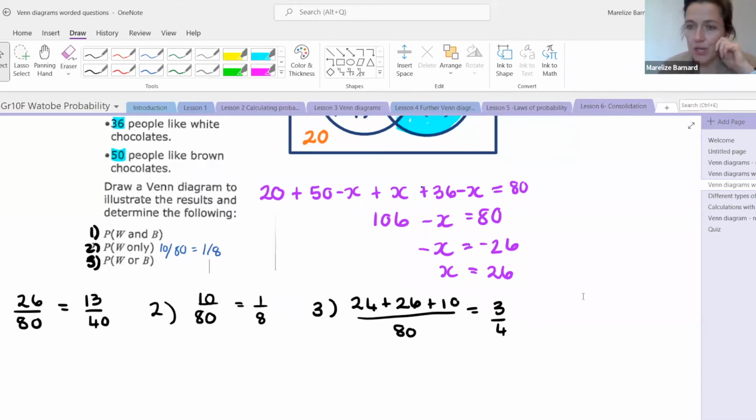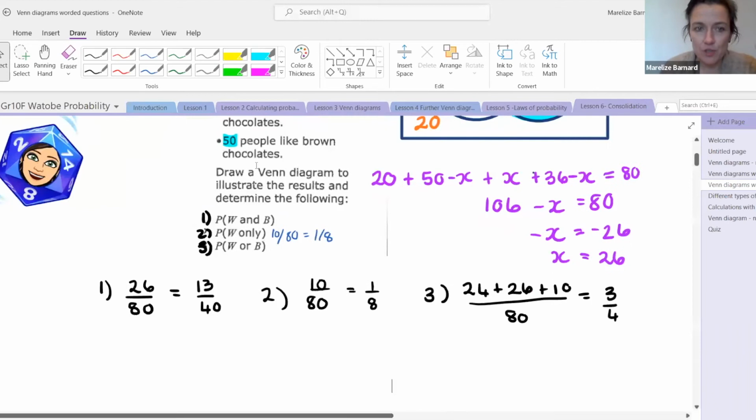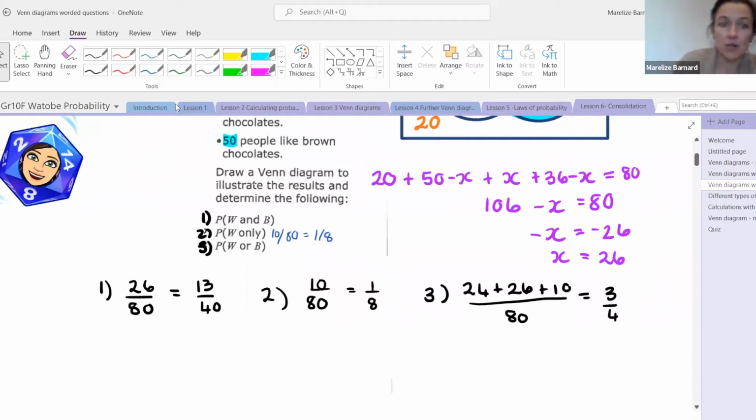Okay, so by the time you leave here today, you must understand the probability of A and B, like we had in the first question, if it was white chocolate and brown chocolate, and you need to understand or as well. So questions like question 1 and question 3, that must be very clear by the time you are done with these lessons today on probability. Yes, Danao.